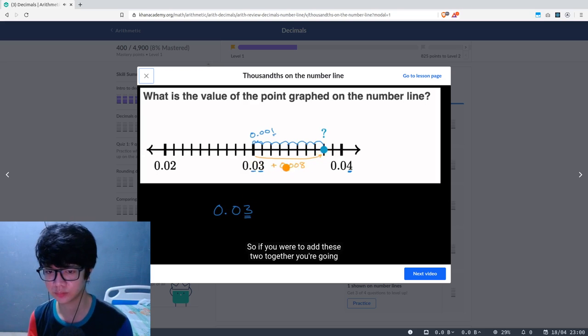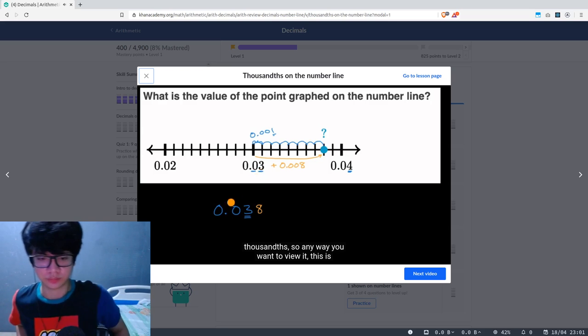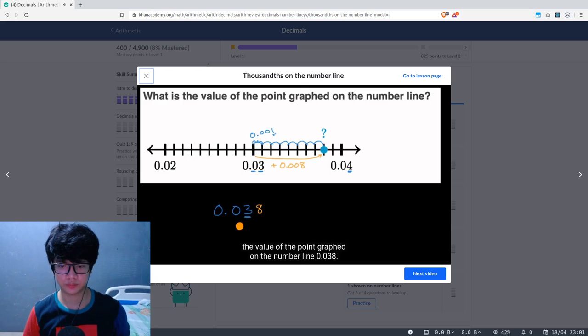So if you were to add these two together, you're going to have 3/100ths, and then the next place over is the thousandths place, and we have 8 of them. So this point right over here is 0.038, or you could view this as 38,000ths. Because 3/100ths is 30,000ths. So any way you want to view it, this is the value of the point graphed on the number line, 0.038.